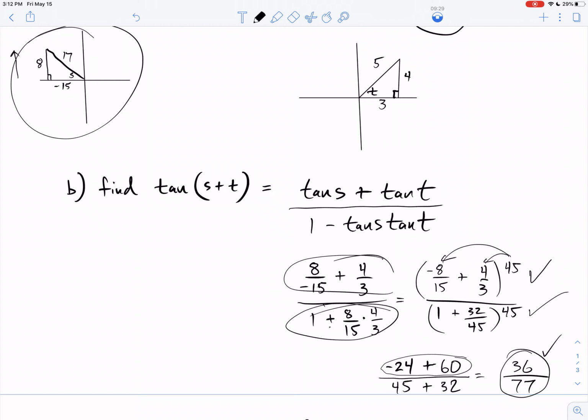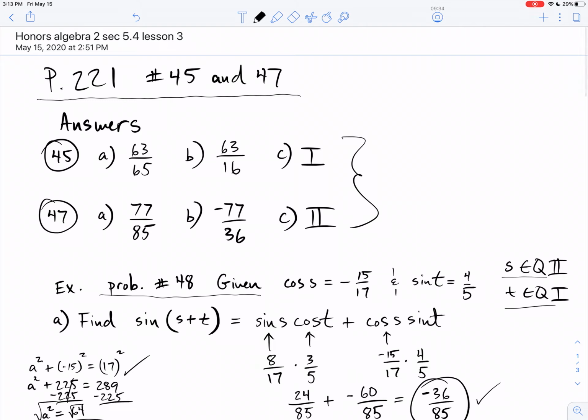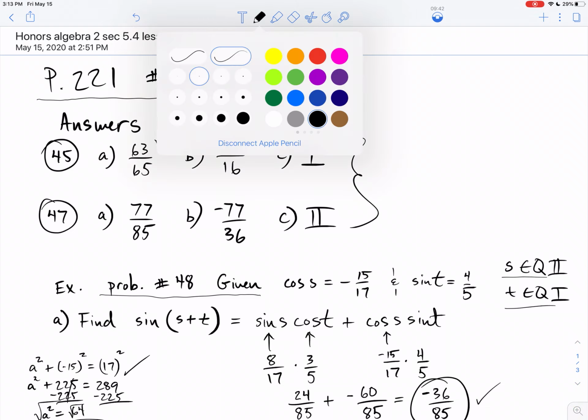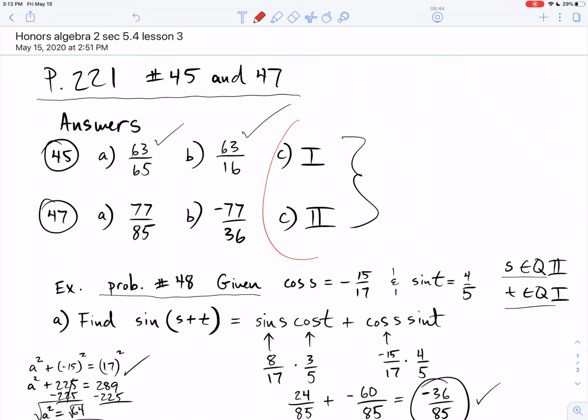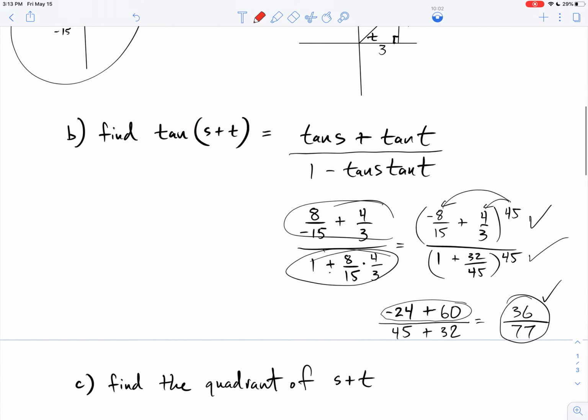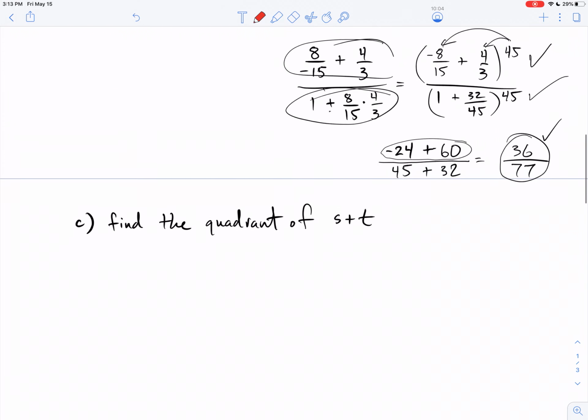Now, here's the thing you're going to notice. Every question, 45, 47, has an answer A, has an answer B, but then they say, in the book, you'll see, what is the quadrant of S plus T? What is the quadrant of S plus T? It goes back to the axe rule. We're going to take the axe to this thing. So, how do we find out the quadrant of S plus T?